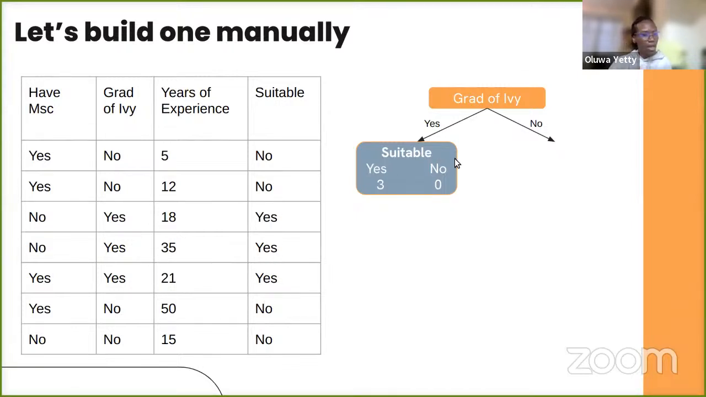So quickly, can someone do it for when they are not a grad of Ivy: the number of yes for suitability and the number of no. Let's all do it, because understanding this is the underlying principle behind how decision trees work. I'll put in the comment section maybe 4,1 or 2,0, whatever you have counted. This is a very small data set, so I think 1 minute should be enough.